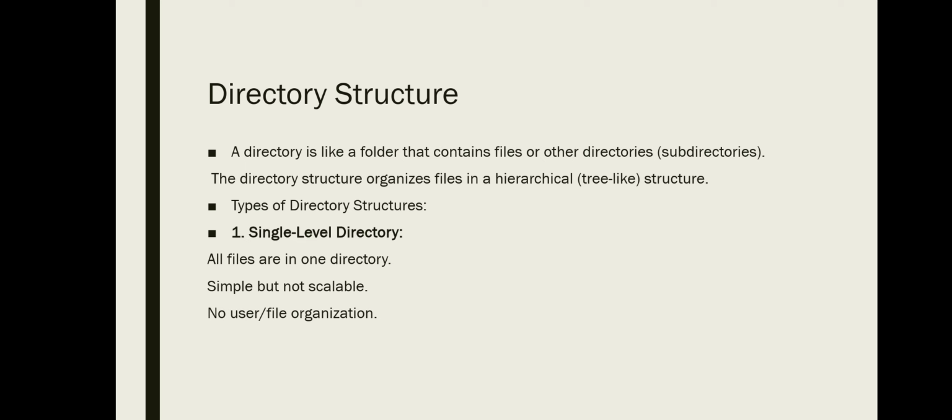The operating system uses directories to keep track of the files and where they are stored. Different directory structures can organize these files, making them easier to find and manage. There are three types of directory structures. The first one is the single level directory structure.